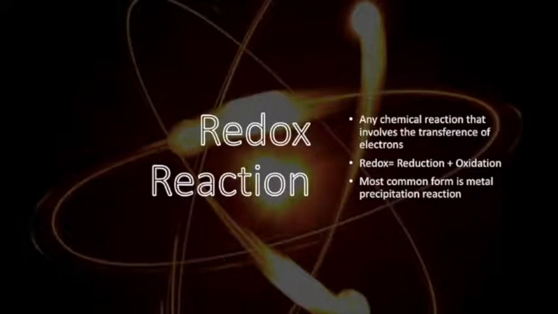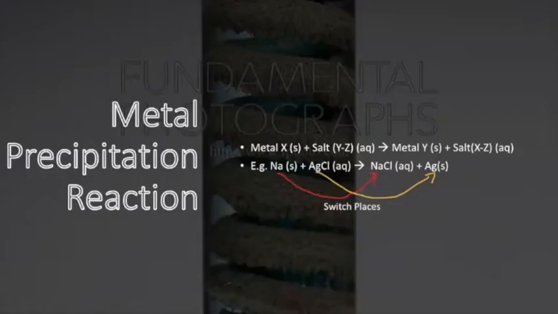So, redox reaction. A redox reaction is any chemical reaction that involves the transference of electrons. Redox is the words reduction and oxidization shoved into one, and hence we get the word redox. The most common form of a redox reaction is a metal precipitation reaction. A metal precipitation reaction occurs when a solid metal reacts with an aqueous salt. For such a reaction to take place, the solid metal must be more reactive than the metal ion in solution. Atomically, this is because metals of high reactivity are more willing to lose electrons. The loss of electrons from the more reactive solid metal makes it become a cation, and the original metal cation will gain those electrons, causing it to become a solid precipitate.